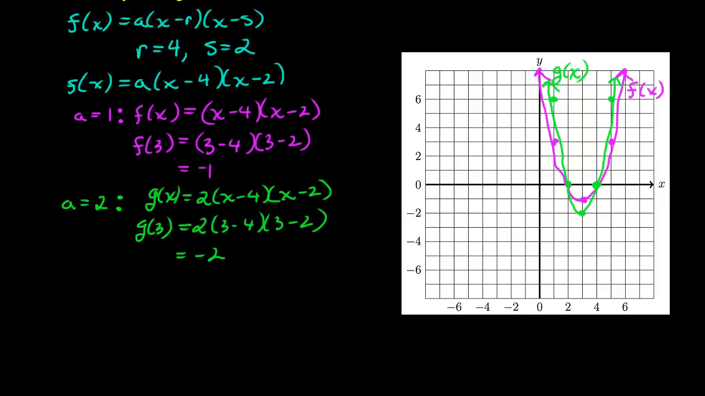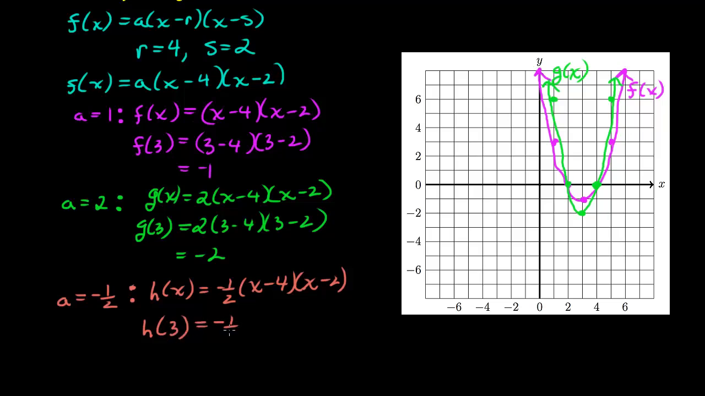So let's graph, let's say a is equal to negative 1/2. So let's call this h of x. So h of x would be equal to negative 1/2 times x minus 4 times x minus 2. The x value of the vertex is halfway between the 2 zeros, and to figure out the y value of the vertex, we're just going to do h of 3, which is equal to negative 1/2 times 3 minus 4 times 3 minus 2, which is equal to negative 1/2.